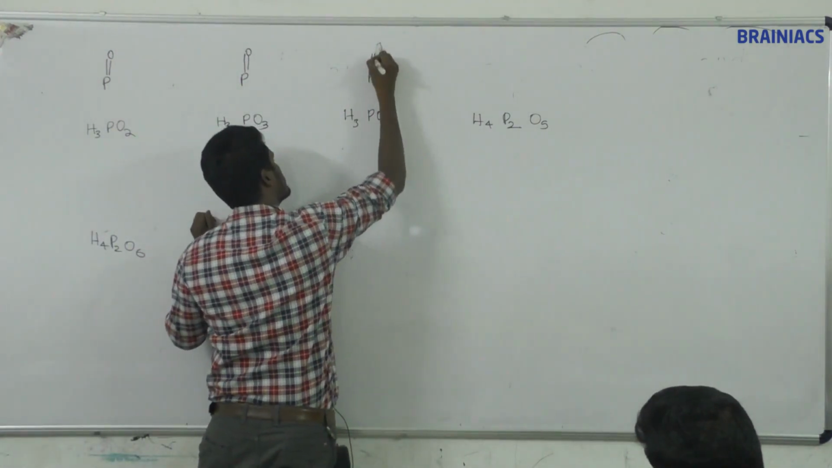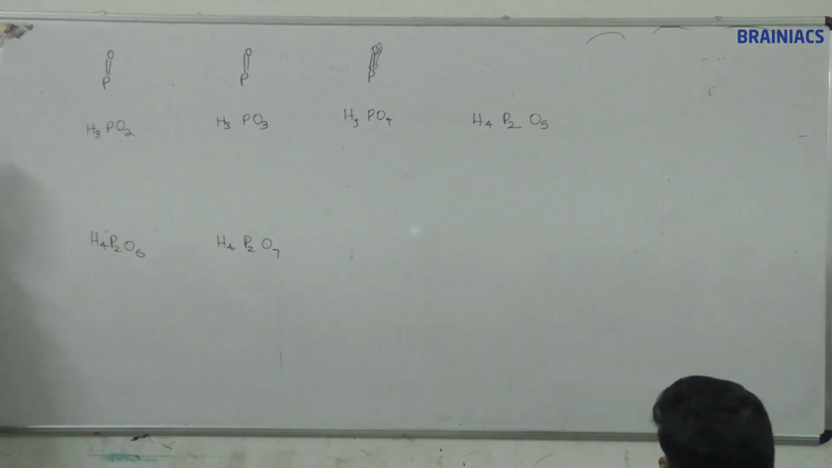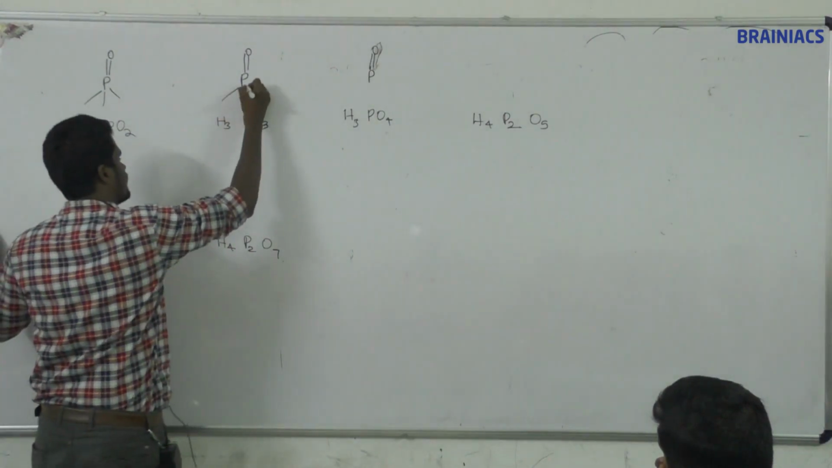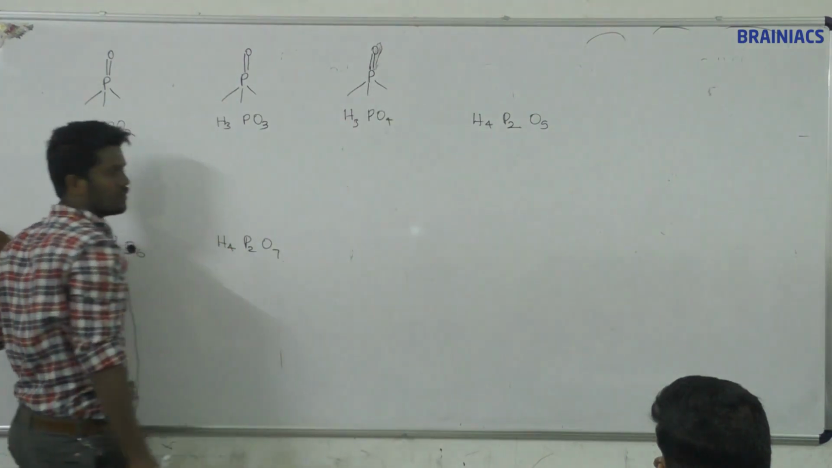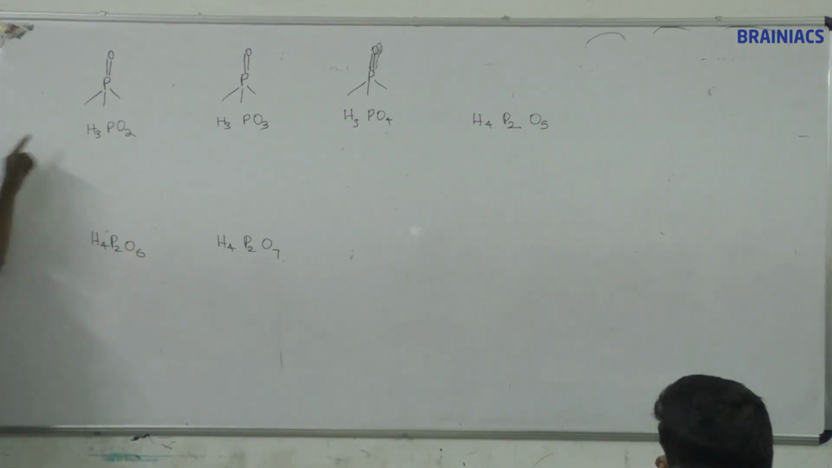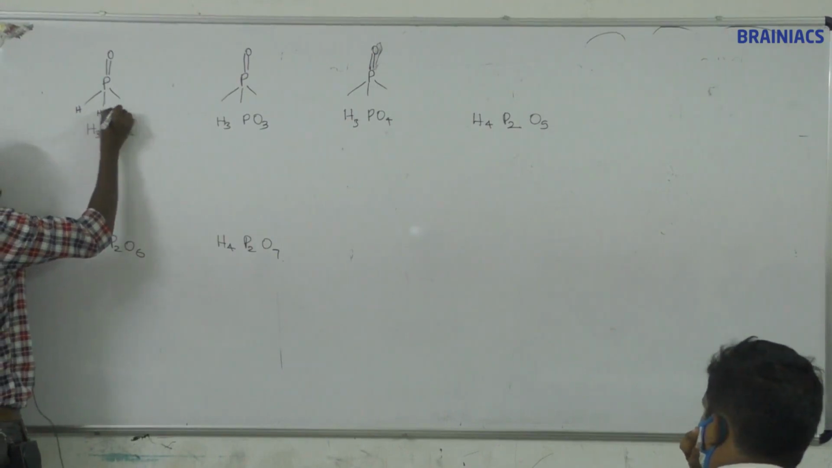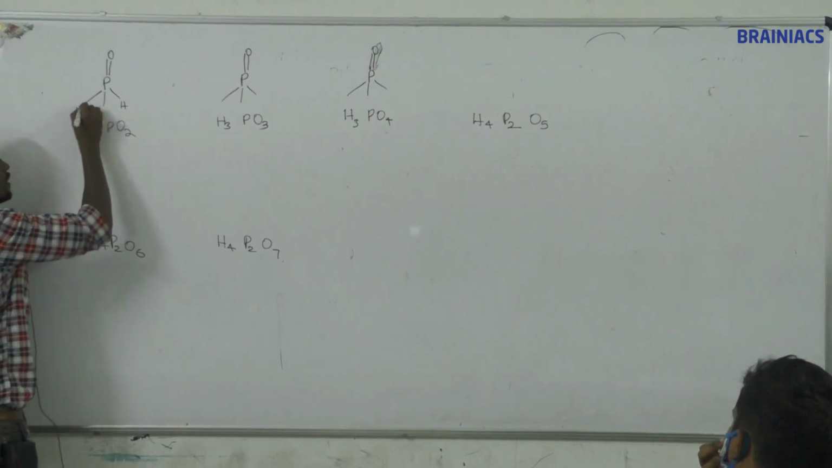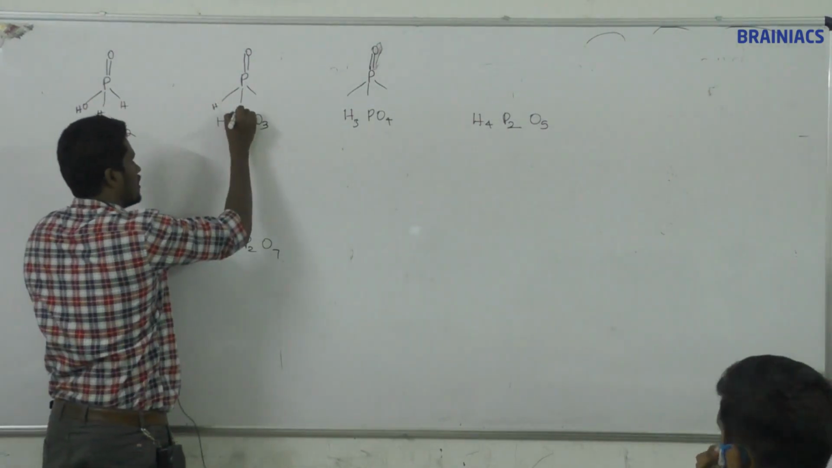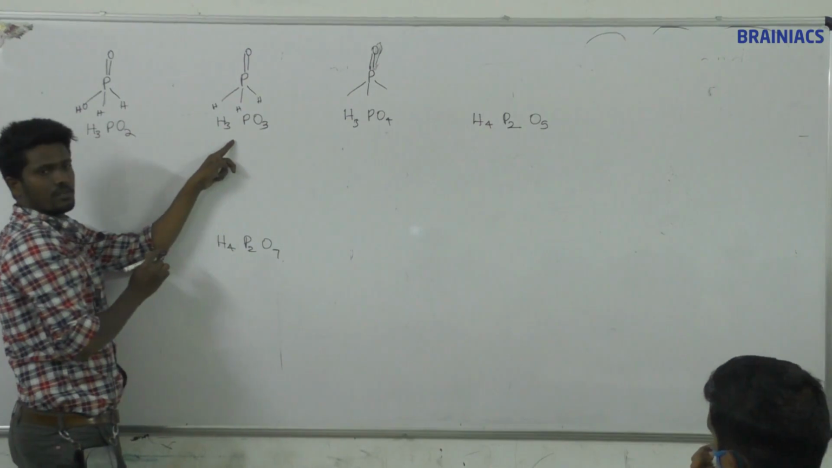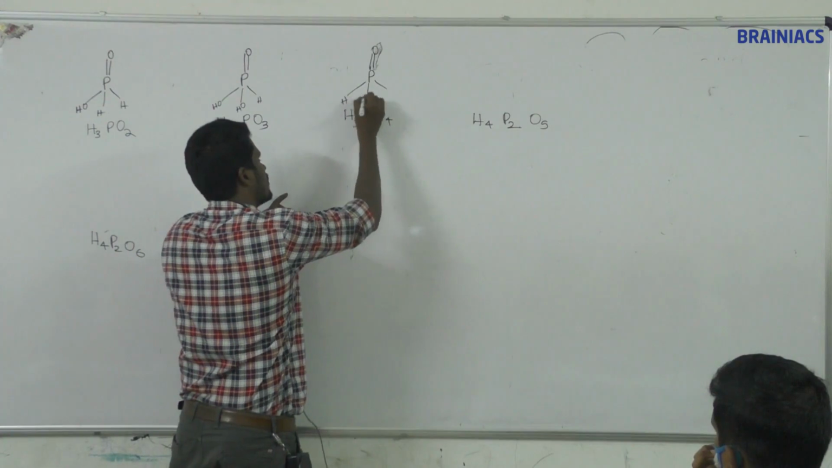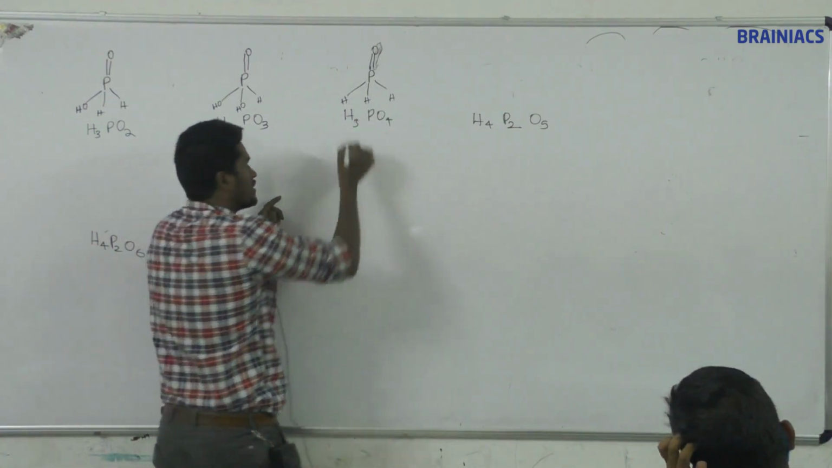First, the oxide. So what is the valency of phosphorus? 5. Okay, how many hydrogen? 1 hydrogen. How many oxygen is remaining? 1 OH. How many oxygen remaining? 2. 1 OH, 2 OH. How many oxygen is remaining? 3.